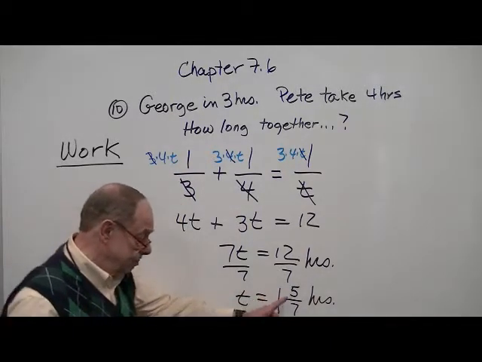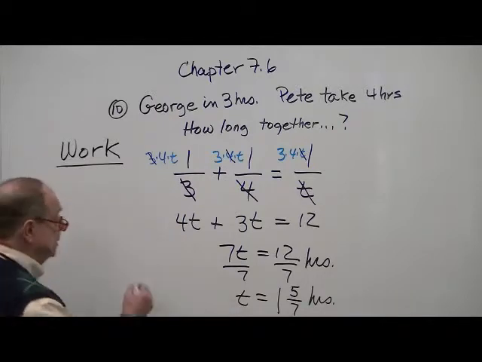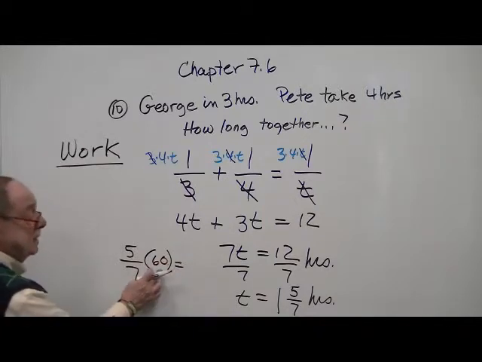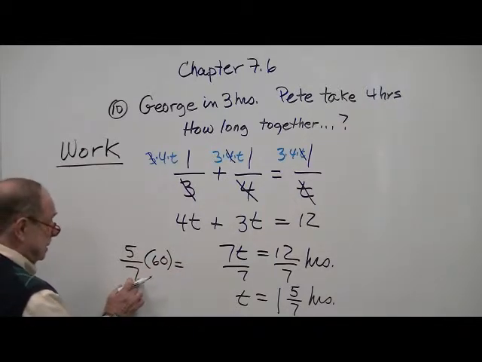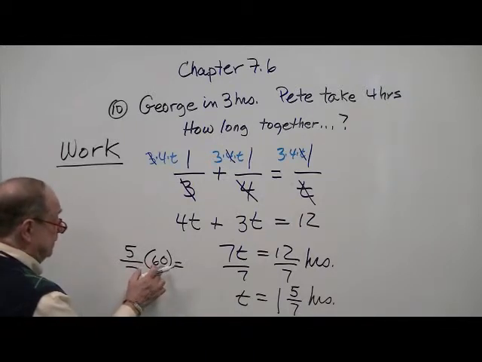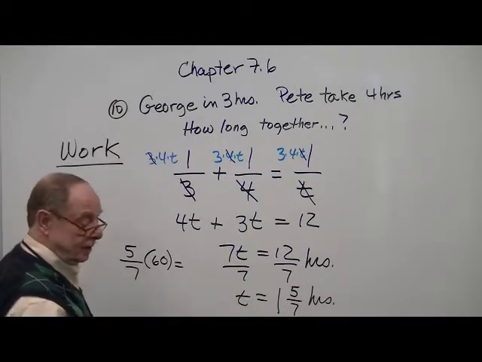Now if they wanted minutes here, for the 5/7, you would go 5/7 of 60, 60 minutes in an hour. Again, multiply that by 5 times 60, divide by 7, that would give you the minutes.